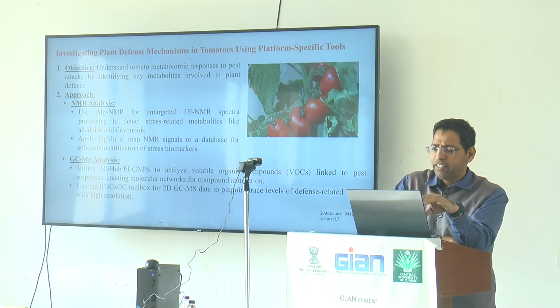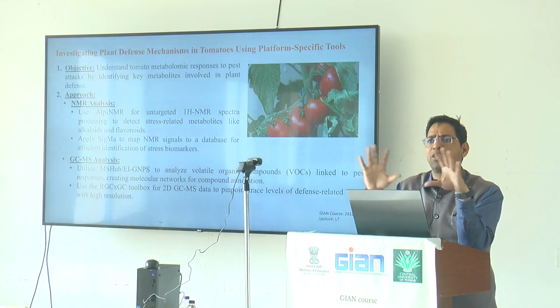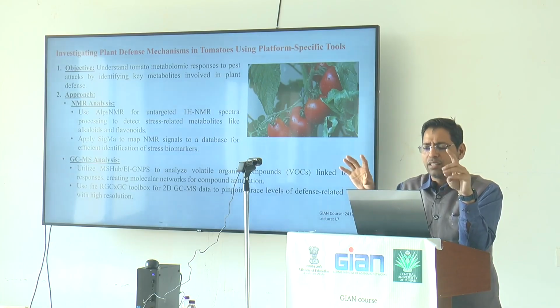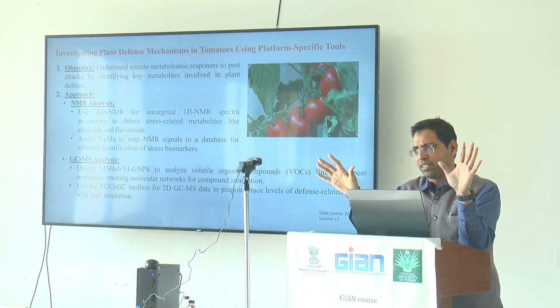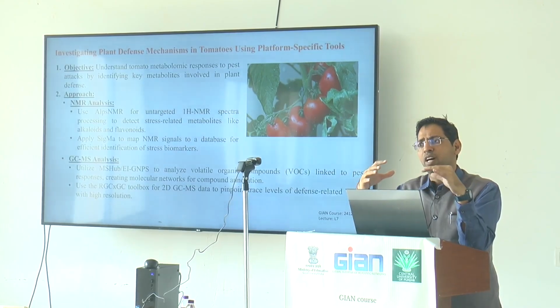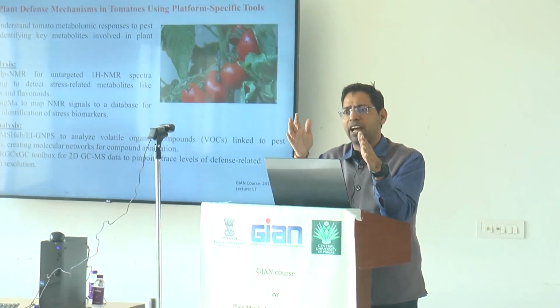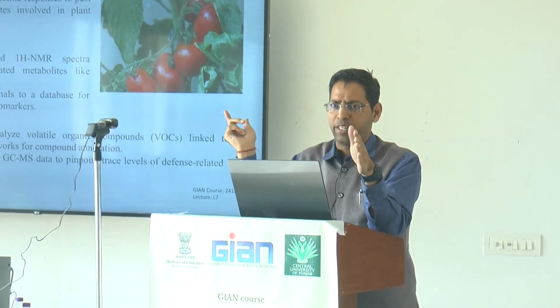So now, GC and NMR are giving different types of coverage. NMR gives the coverage of the secondary metabolites, such as alkaloids and flavonoids, but GCMS is giving the volatile organic components. So after doing this work, you are covering both the flavonoids, the high molecular weight components, as well as the low molecular weight components.